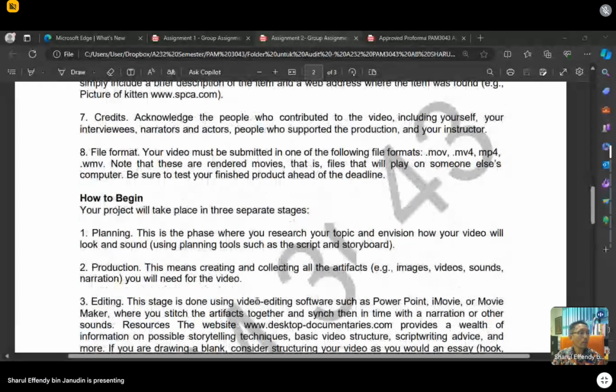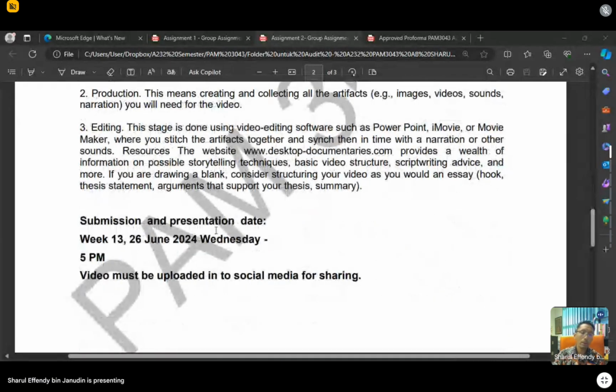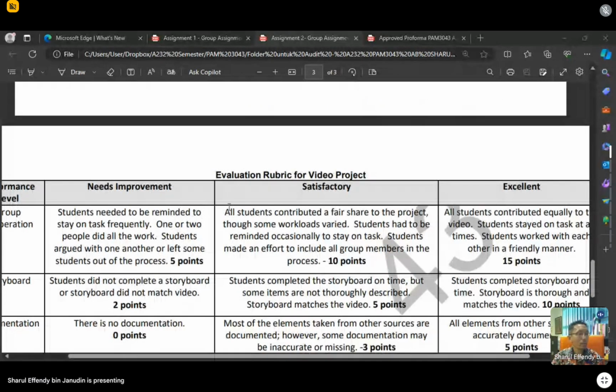Planning, production, editing, I think okay. The submission date is a week after your first group assignment submission, on the 26th June, also on Wednesday, 5 p.m. And this is the rubric.